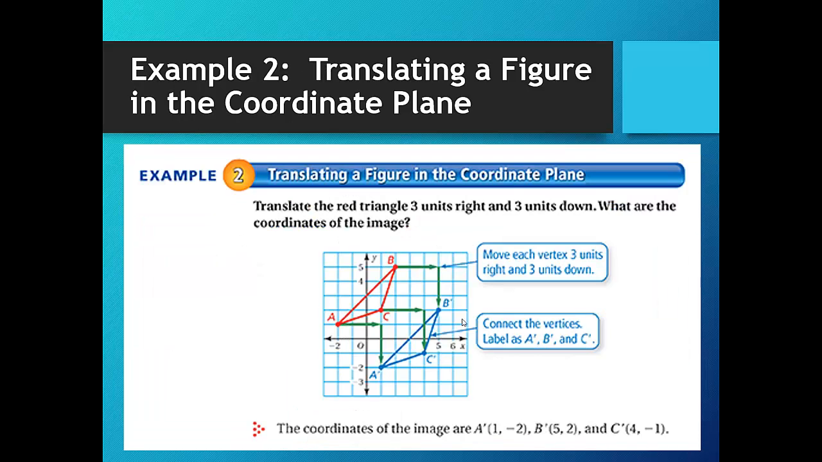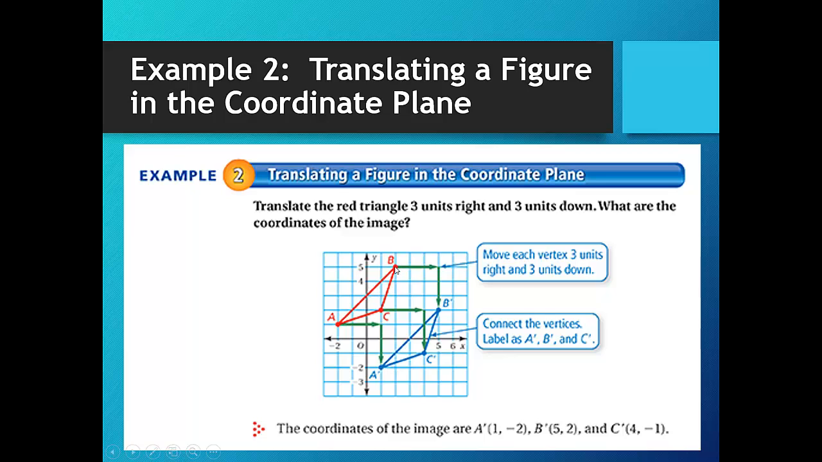For example 2, we're translating a figure in the coordinate plane. Translate the red triangle 3 units right and 3 units down. What are the coordinates of the image? On this example, triangle ABC, the one that's in red, is our original triangle. We want to translate it 3 units right and 3 units down. So if we look at point A, we would go to the right 3, 1, 2, 3, and then down 3, 1, 2, 3. And then we would have A prime.